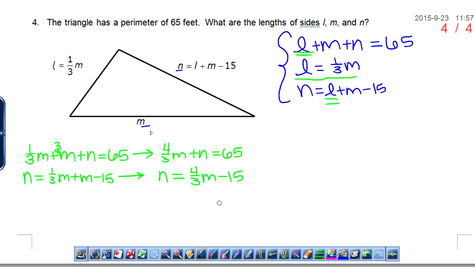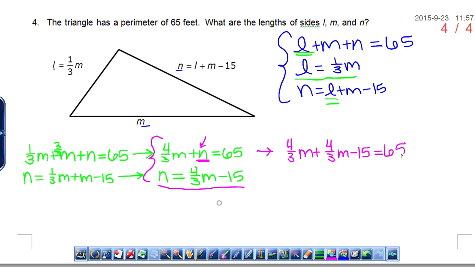All right, so what I want you to notice is that we have created a new system in only two variables, M and N. And now we can use substitution, elimination, whatever we want to solve this new system of only two variables. So in my opinion, substitution is set up very nicely here. I've got that N equals 4/3 M minus 15. So I'm going to take that and plug it in right here for this N. That's going to give me 4/3 M plus, instead of N, 4/3 M minus 15, and that's going to give me 65.